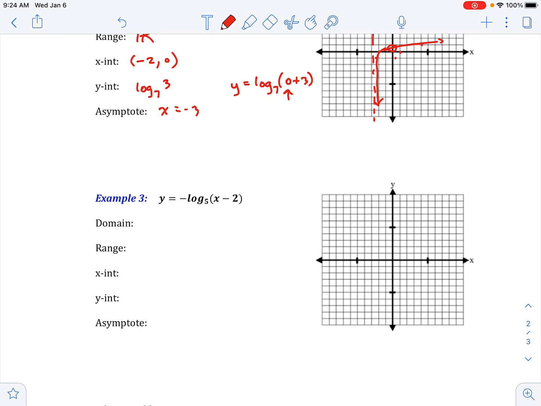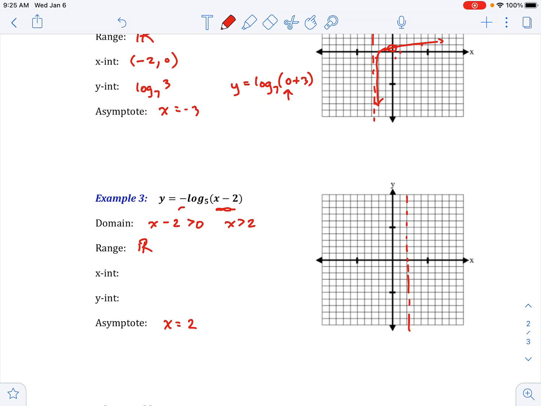Just so you know, you get used to something different. I also have a shift here, and then we have this negative value. All right, so I'm going to again start with the domain. So we're going to have that idea that x minus 2 is greater than 0. So therefore x is greater than 2. So that tells me that my graph has to be to the right of this. That tells me what my asymptote is. Range, all real numbers.